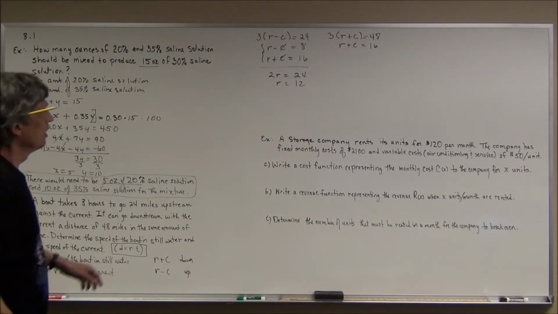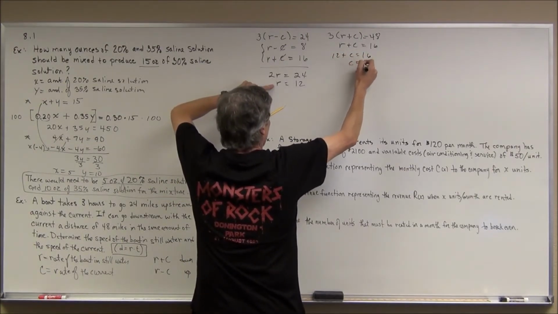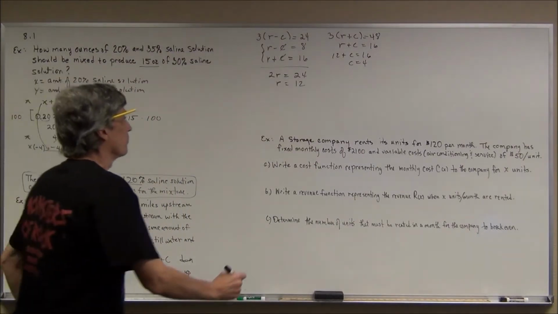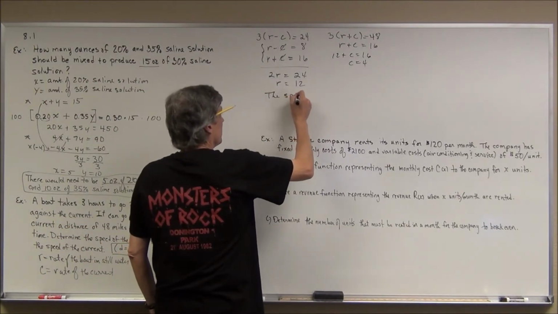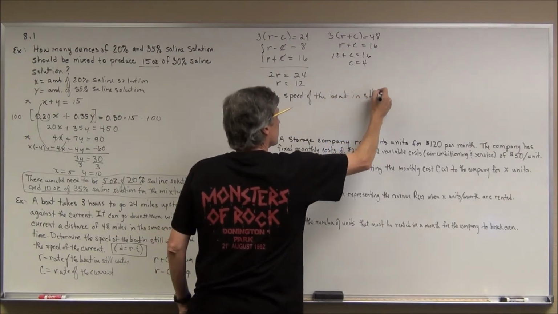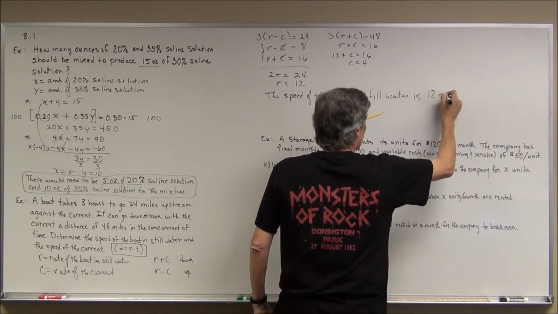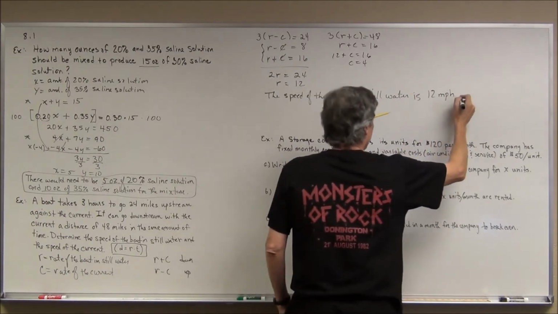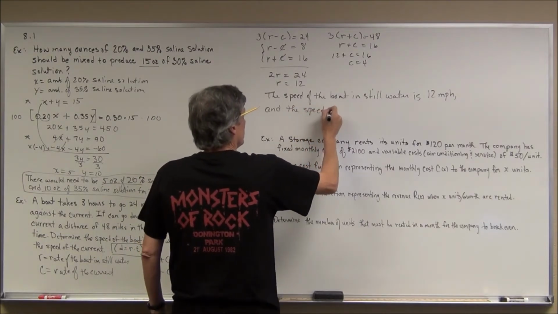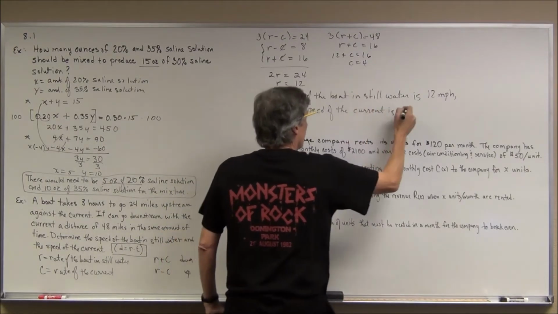So to find the current, let's say I just go right over to here, this would be 12 plus C is equal to 16, so C is 4. So the current is 4 miles an hour. So it says, determine the speed of the boat in still water and the speed of the current. The speed of the boat in still water is 12 miles per hour, don't forget your units, and the speed of the current is 4 miles per hour.